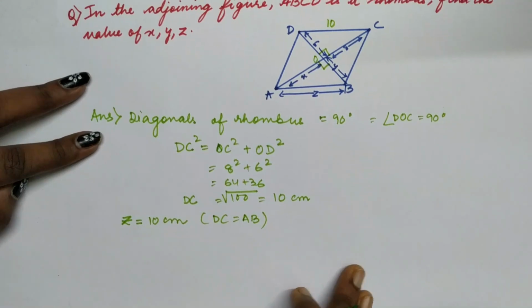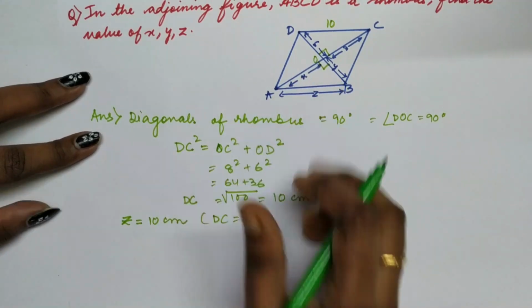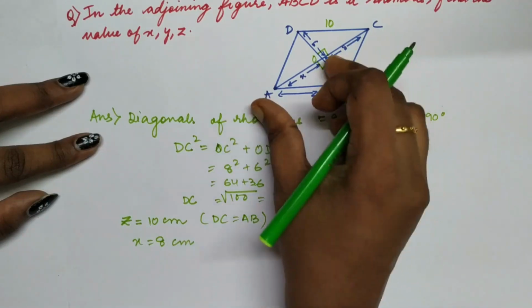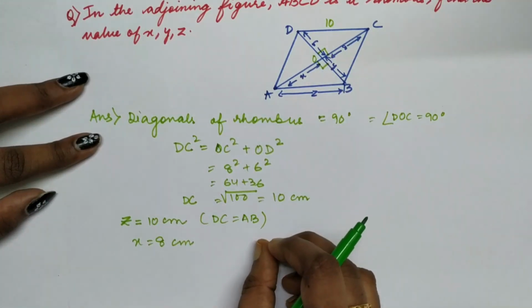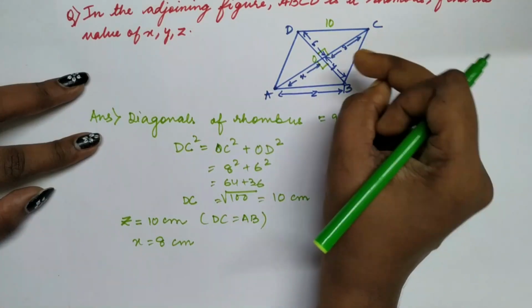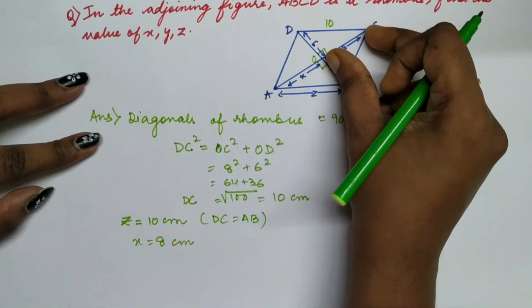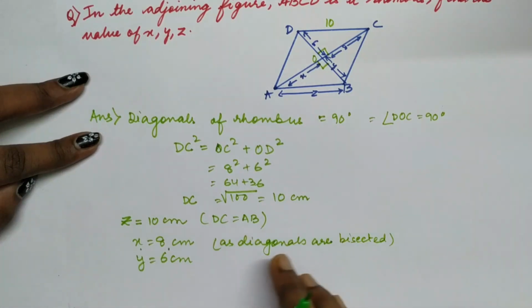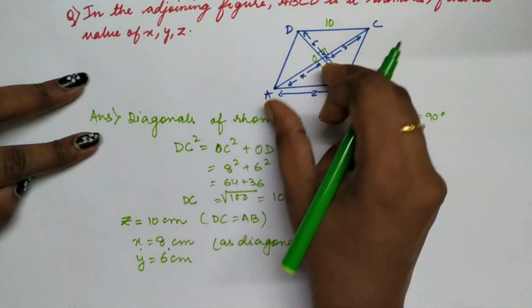Our next part is to find X and Y. X is equal to 8 centimeter because we have discussed the characteristic of a rhombus, that a rhombus is having diagonals equal. So this part is equal to this part. So X is equal to 8 and Y is equal to 6 centimeter. As the diagonals are bisected, the diagonal values are same.